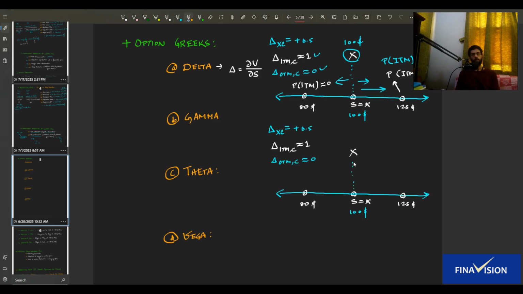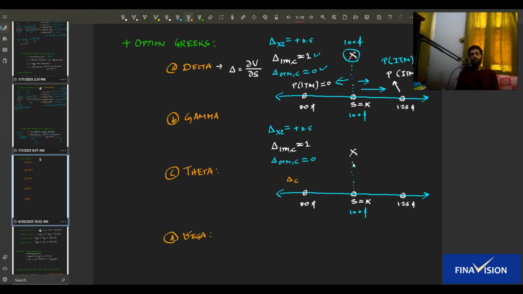Let me write it here. So the delta of a call option moves something like this. So we are writing here, please remember this is delta of a call. Now all these other Greeks we'll discuss later. First let us complete the delta part. Delta of a call. When it is deeply out of money, the delta value is 0.